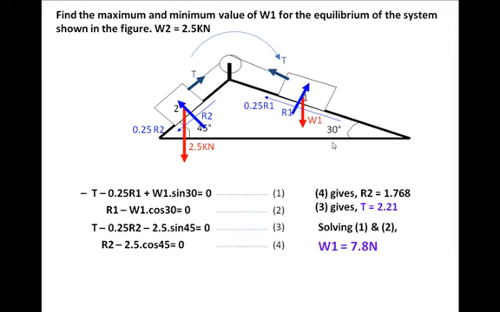So I think it will be 7.8 kilonewtons. This needs to be corrected to not newtons but kilonewtons, and that will be the maximum value of W. So please note this correction. Kilonewton it should be. Okay. Thank you.